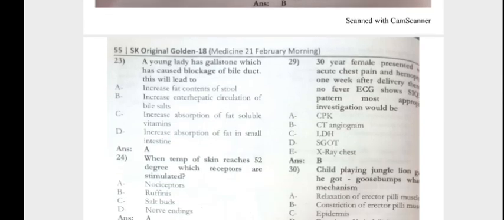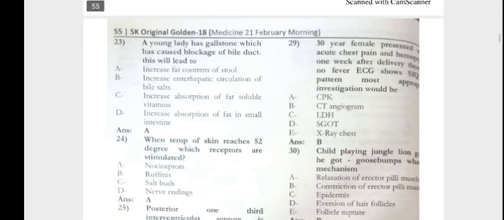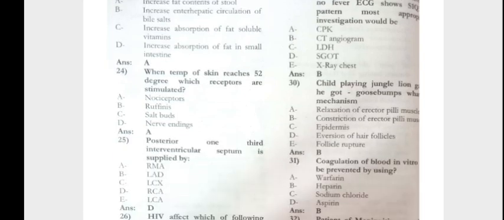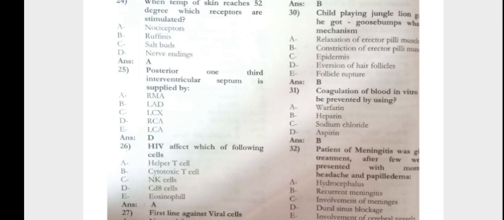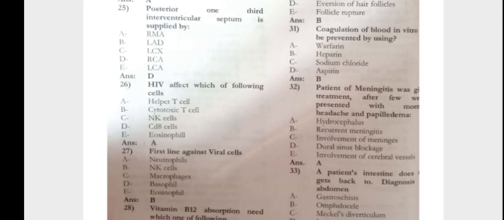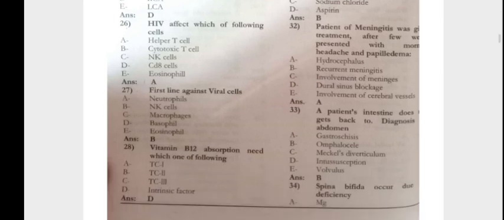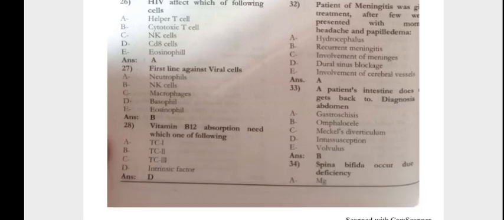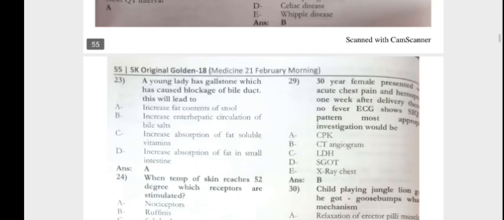A young lady has gallstones which have caused blockage of the bile duct. This will lead to increased fat content of the stool. When the temperature of the skin reaches 52 degrees, which receptors are stimulated? The nociceptors. The posterior one-third of the interventricular septum is supplied by the RCA. HIV affects which of the following cells? Helper T cells. The first line against viral cells is the NK cells. Vitamin B12 absorption needs which one of the following? That is the intrinsic factor.